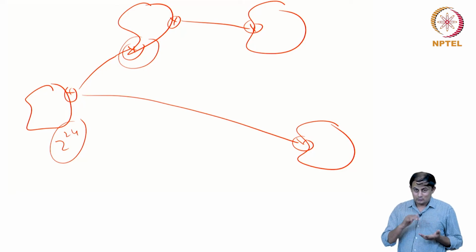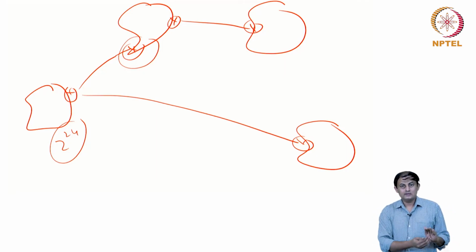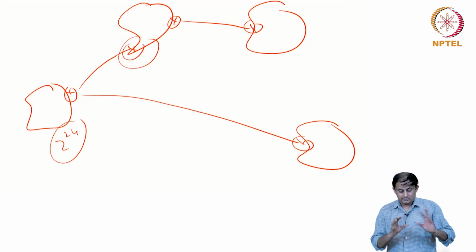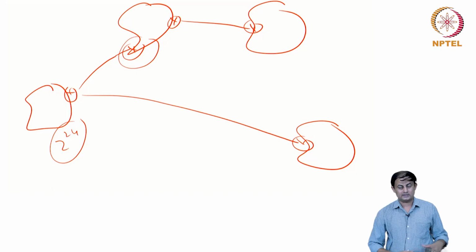Now, one aspect is that I want to put the number of entries in the routing table within a limit, and that is why I want to do some optimization. That is one aspect of the optimization that I want to bring.